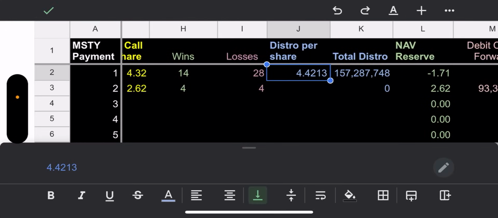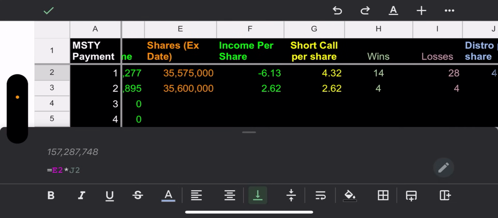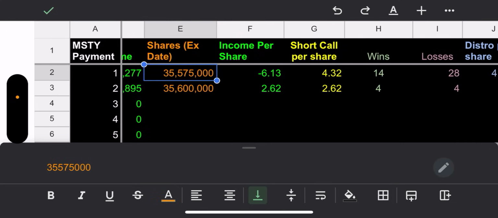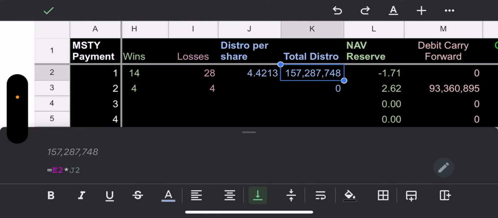All right, distro per share. This is what gets added at the end of each cycle, right? They declare what they're paying. So they paid $4.42 in the first 4-week cycle. Total distro, this is how much they paid. So I take the total distribution per share, J2, and I multiply it by E2. And this is why I lock in E2, right? That number's locked in. So it'll always show you how much they had to pay out.